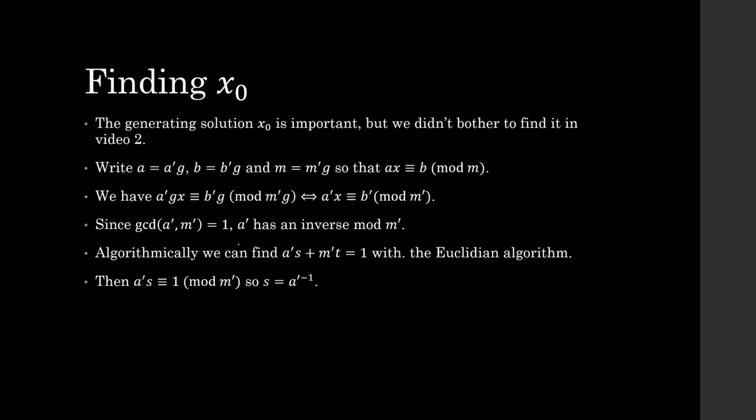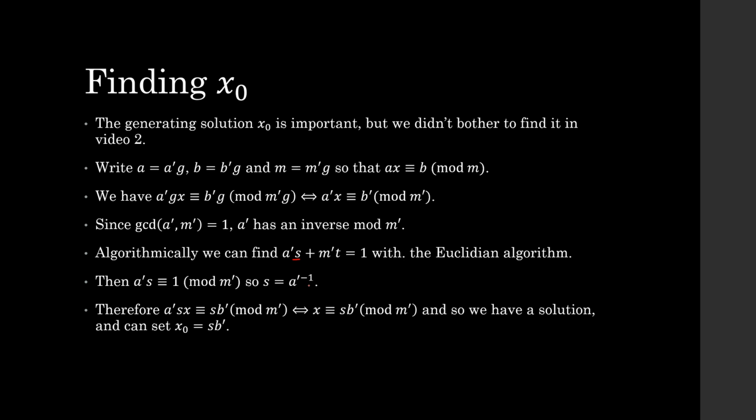And that's because, in the end, we want to actually find x0. So technically, our steps here are doable. We can use the Euclidean algorithm, then we'll get s, and we know that's the inverse. And so therefore, I can multiply this equation here by s. And I can multiply just here, obviously. I don't have to multiply there. And so I get a prime times s times x is congruent to s times b prime mod m prime.